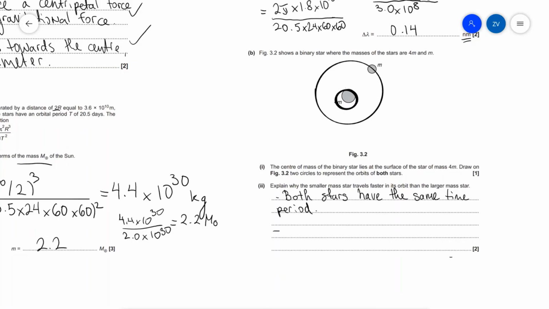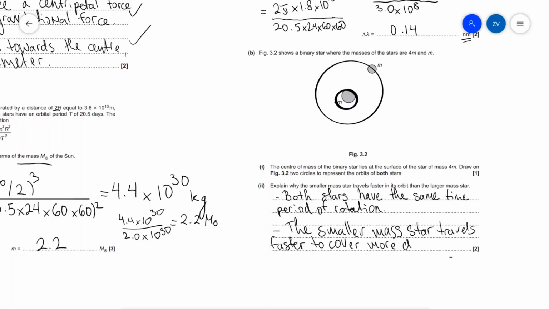So both stars have the same time period of rotation. The smaller mass star travels faster to cover more distance in the same time.